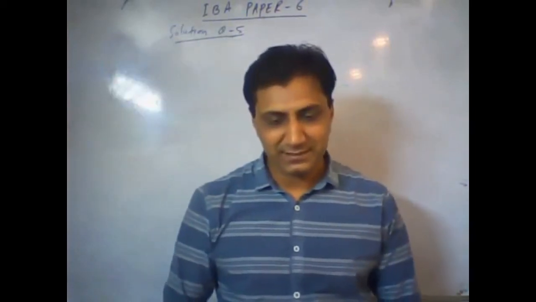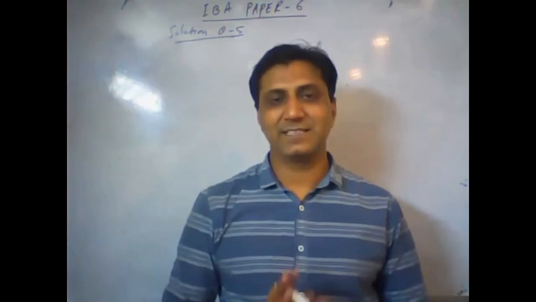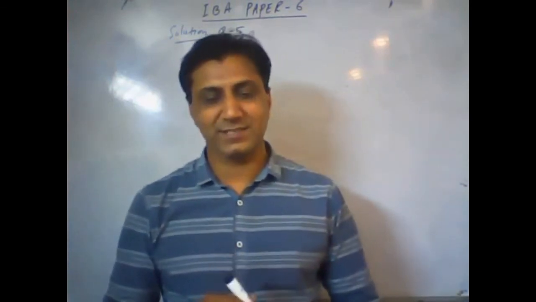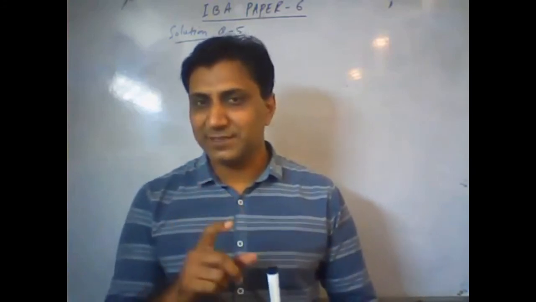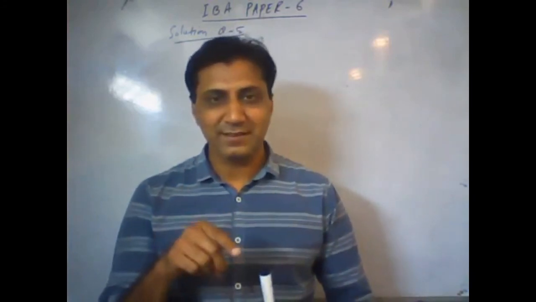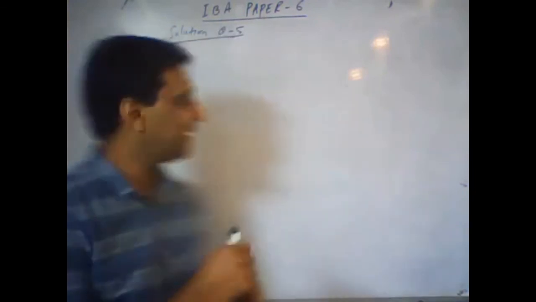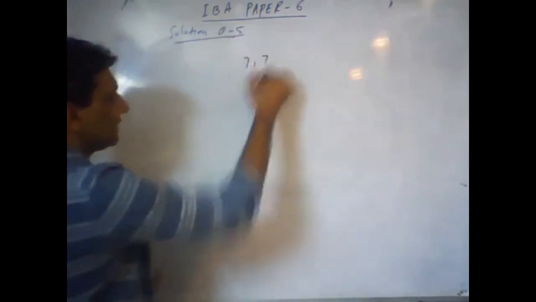IBA past paper 6, question number 5. The question says the mode of a set of 4 positive integers is 7. What is the least possible value of the sum of these 4 integers? So the mode is the most repeated value. If the mode is 7, out of those 4 integers, at least 2 should be 7. At least 2 numbers should be 7.